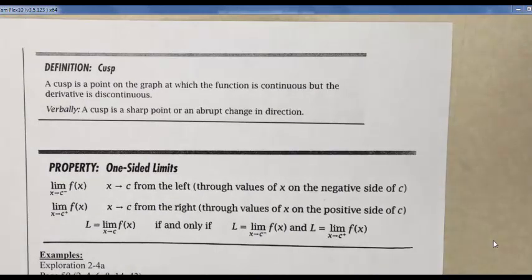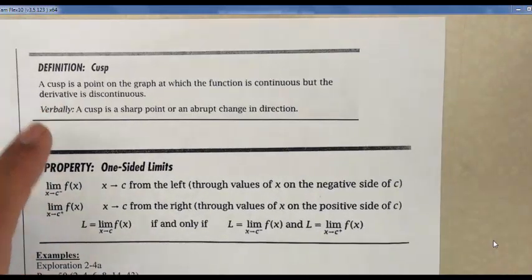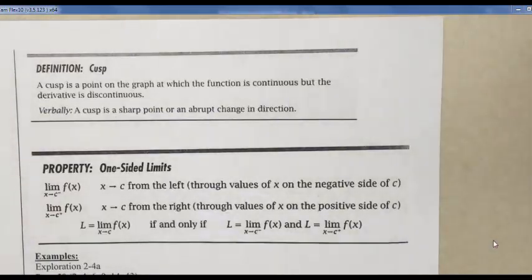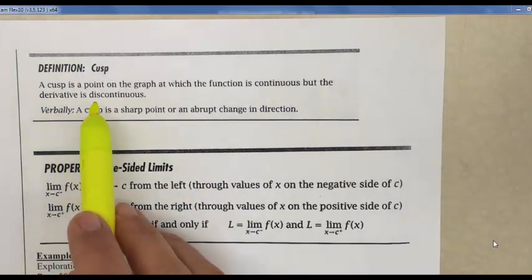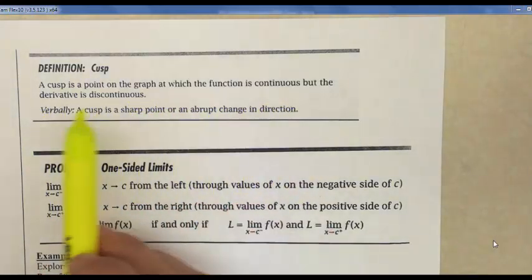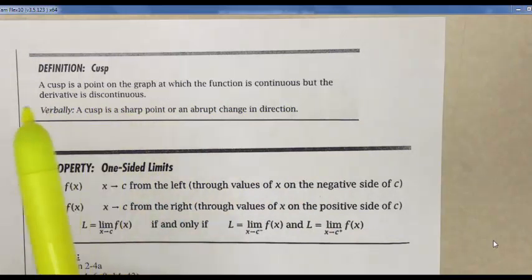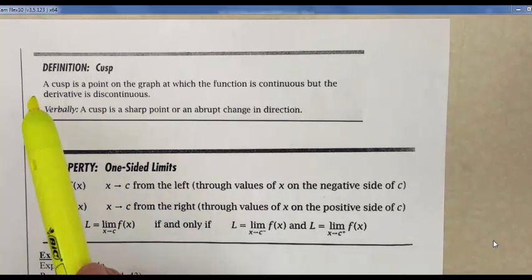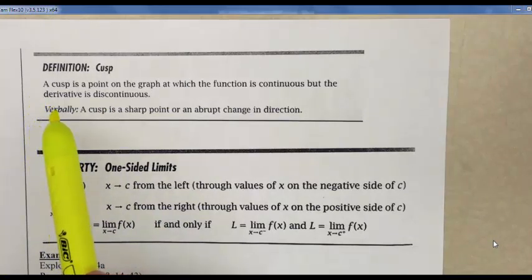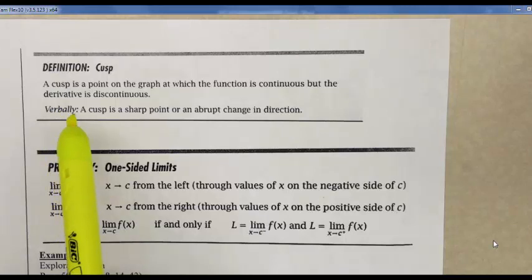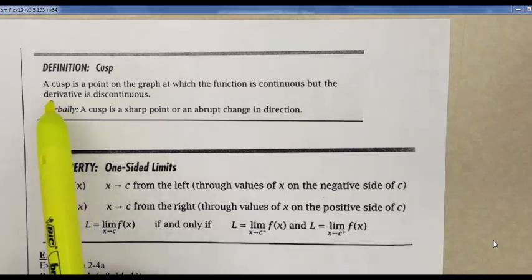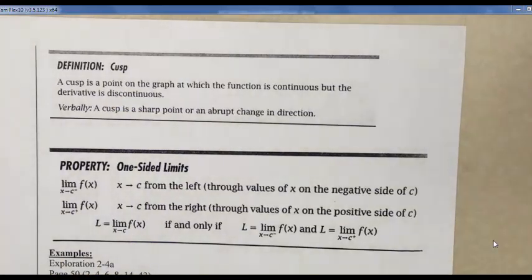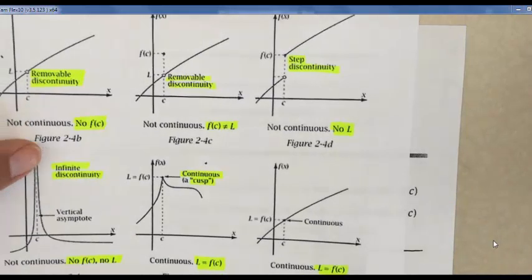So this is where I'll define a cusp for you. Remember, the cusp looks like this. It's basically like a sharp point. A cusp is a point on the graph at which the function is continuous, but the derivative is discontinuous. You don't know enough about derivatives yet. The derivative is basically the instantaneous rate of change, or slope, and we'll get to that. But if the derivative is discontinuous, you're going to have this cusp. So right now, just think of the derivative as slope.